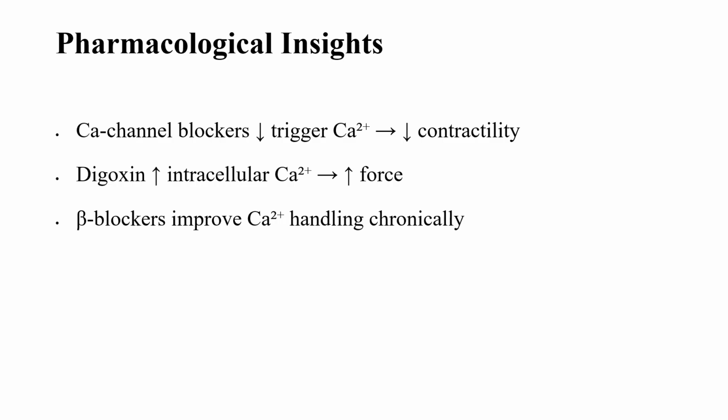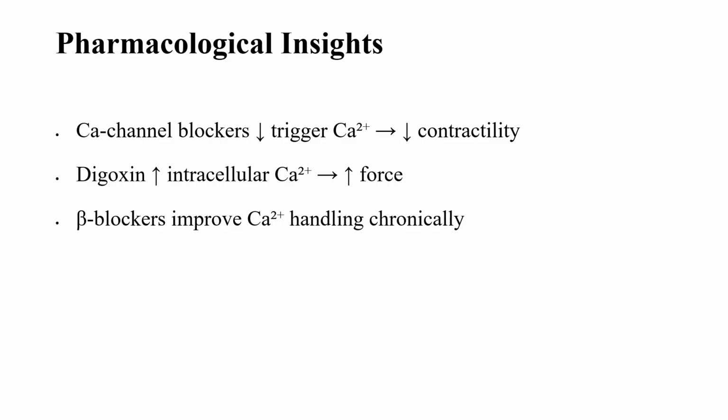Now these drugs, like verapamil and diltiazem, block the L-type calcium channels that normally allow trigger calcium to enter during the action potential. Less calcium entry means less calcium-induced calcium release from the sarcoplasmic reticulum and therefore reduced contractility. Clinically, this helps to lower the heart's workload and oxygen demand. This is useful in conditions like angina and hypertension.